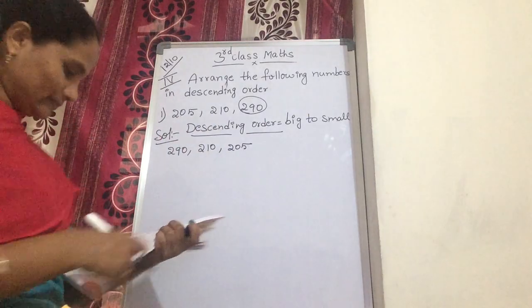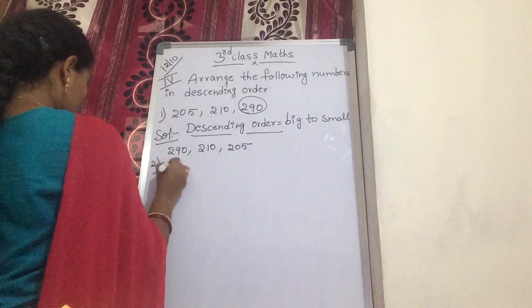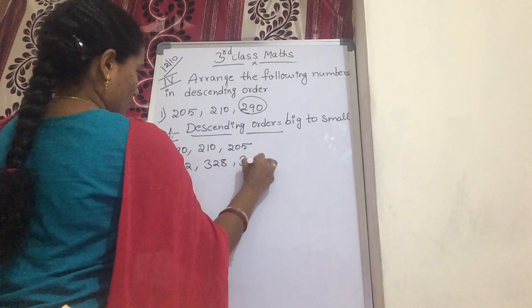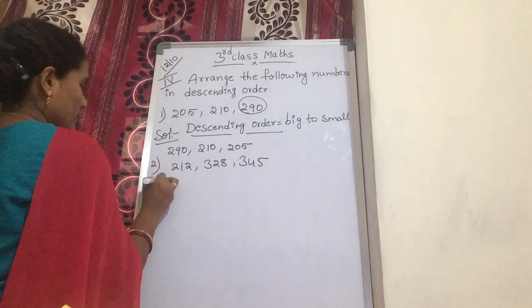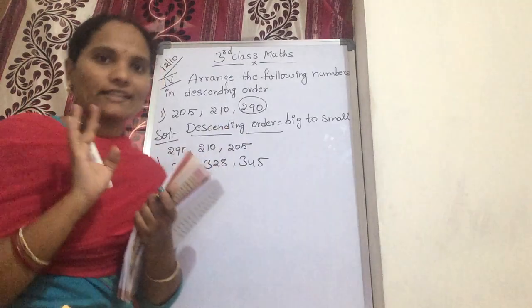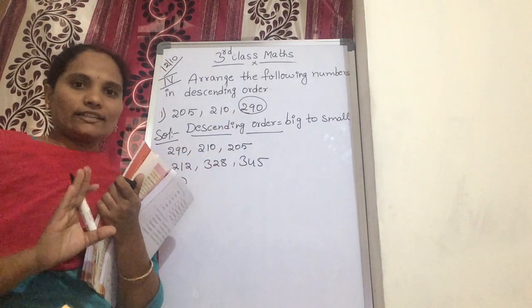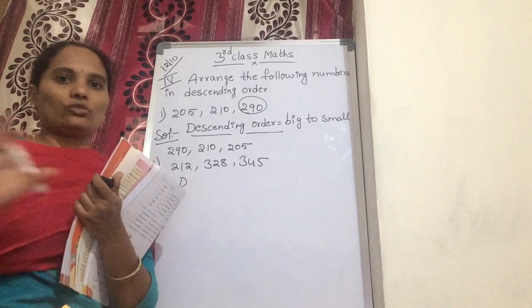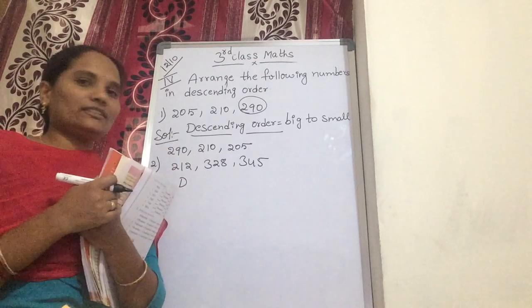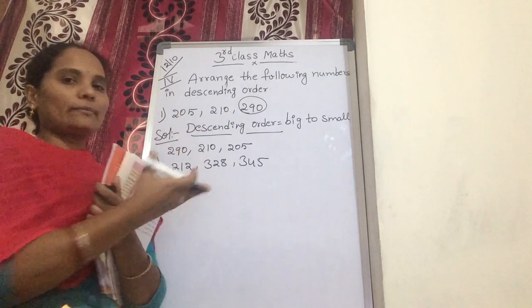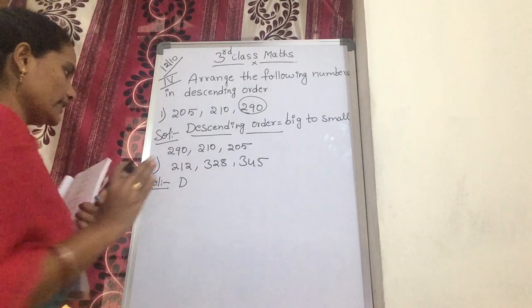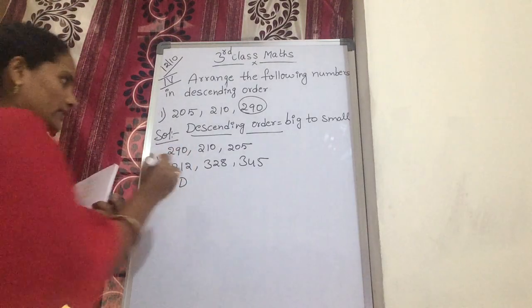One more example. How to write in descending order? Big to small. Keep this in your mind. What is ascending order? What is descending order? Ascending order means small number to big number. In descending order, we are arranging big number to small number. Don't forget, children, what is ascending order and what is descending order.